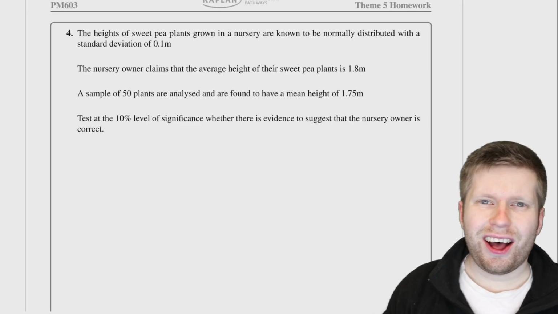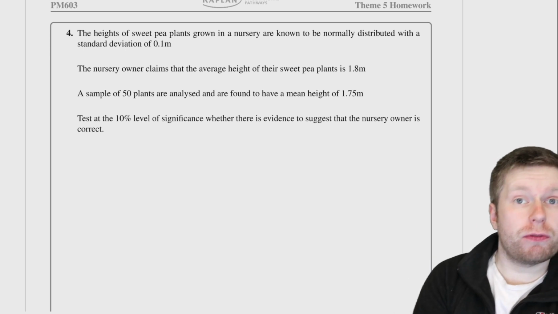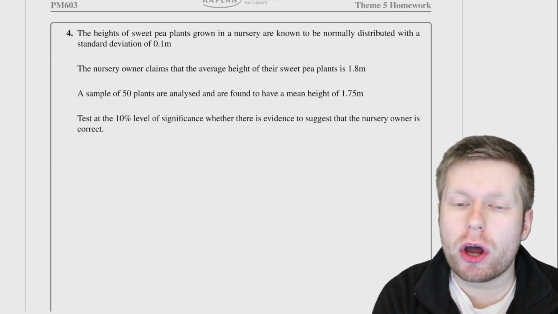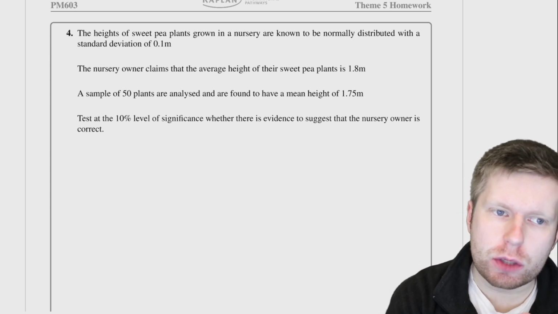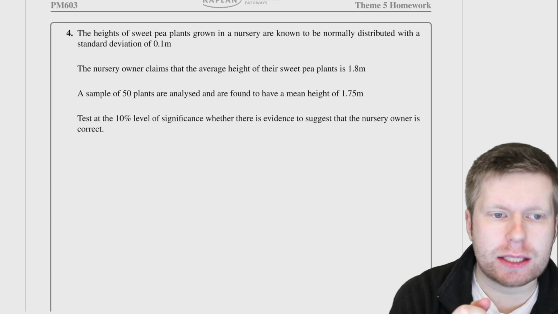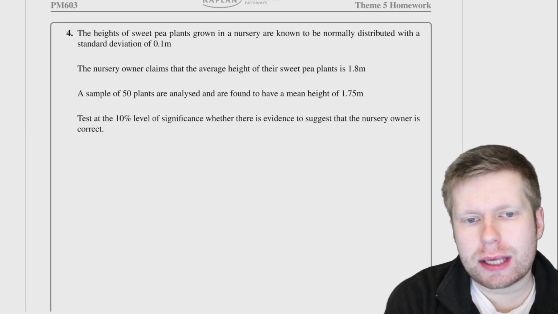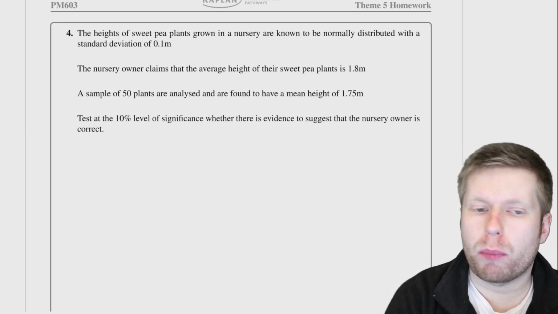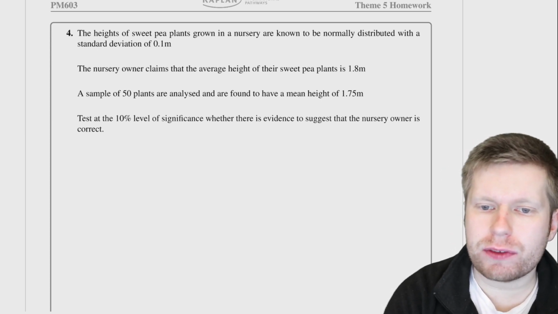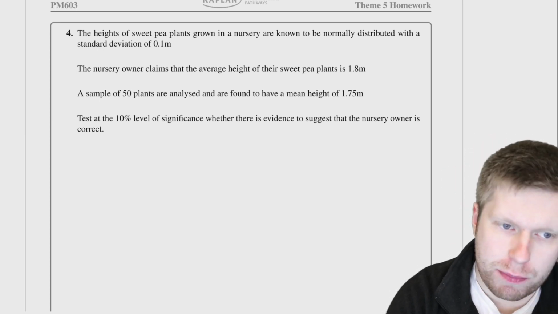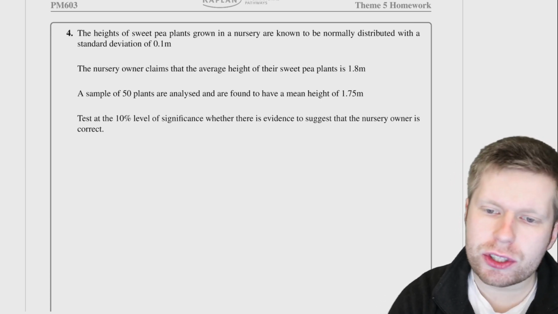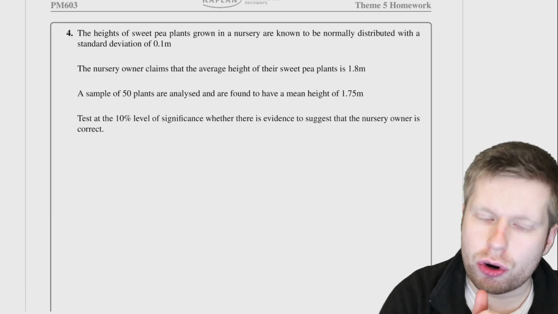Okay, so let's have a look through question 4 then. So we've got the heights of sweet pea plants grown in a nursery are known to be normally distributed with a standard deviation of 0.1 metres. The nursery owner claims that the average height of their sweet pea plants is 1.8 metres, and a sample of 50 plants are analysed and found to have a mean height of 1.75 metres. Test at the 10% level of significance whether there is evidence to suggest that the nursery owner is correct.